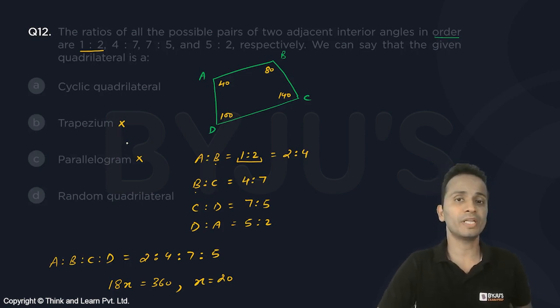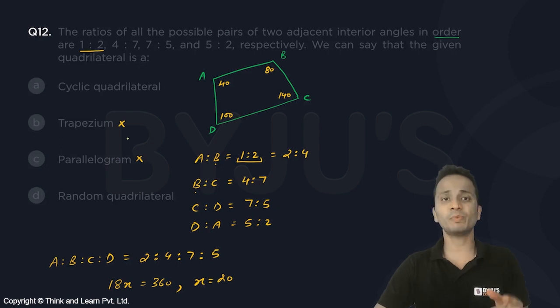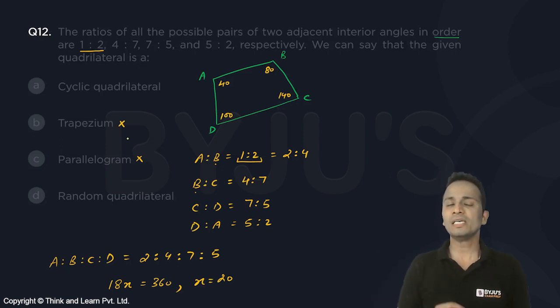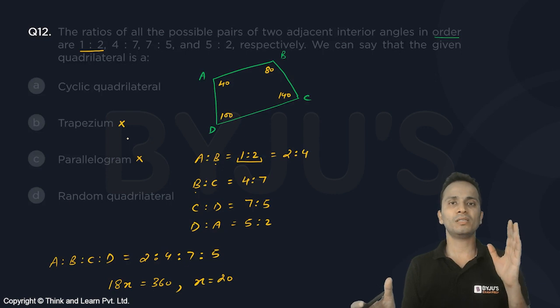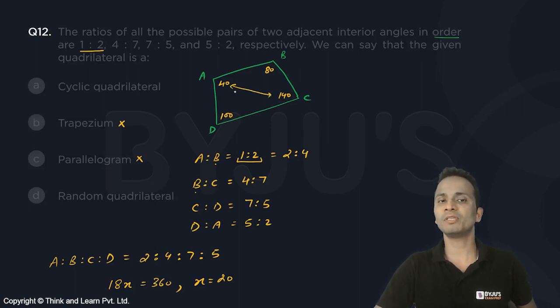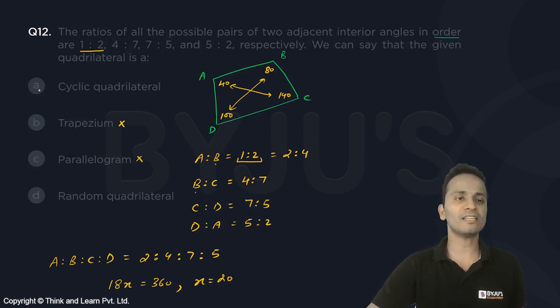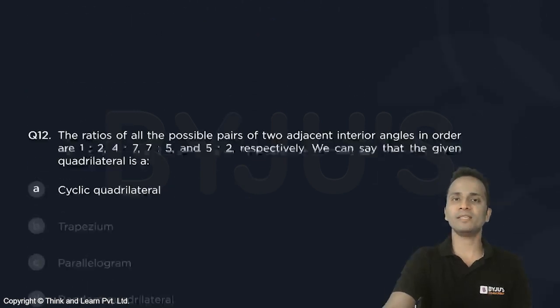Now what is a cyclic quadrilateral? In a cyclic quadrilateral, the sum of opposite angles is 180. This is the property of angles, but a cyclic quadrilateral is a quadrilateral such that all the four vertices of the quadrilateral are lying on the circle. Okay, and the property is that both the pairs of opposite angles should sum to 180. So in this, 40 and 140, the sum is 180. Also 80 and 100, the sum is 180. So I can say that this quadrilateral is a cyclic quadrilateral. Option A is the correct answer.